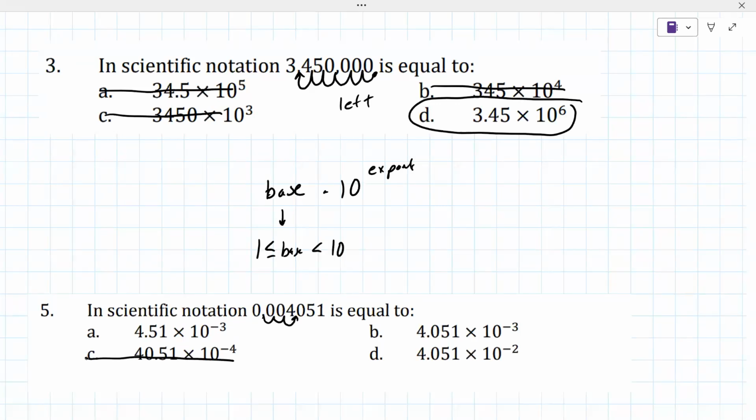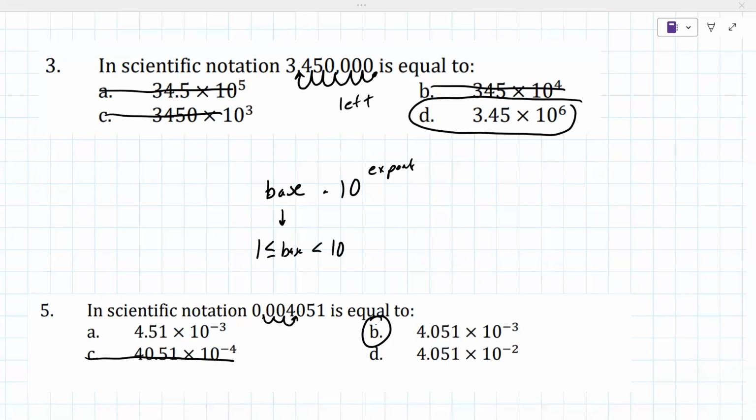So what number remains when you move the decimal to the right? What's the new number? 4.051. Right. So either B or D, and then the exponent tells you how many places you moved the decimal. So B. Yes. Okay, let's do a few more.